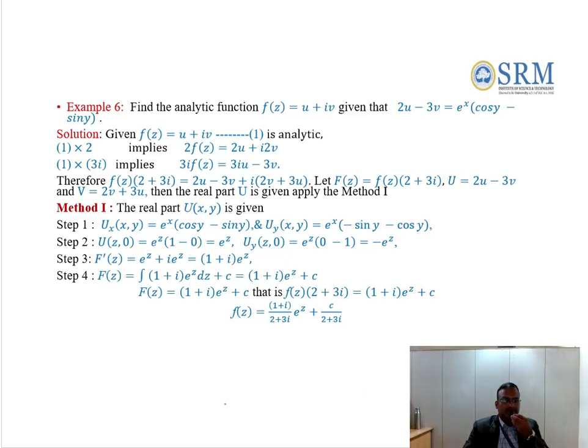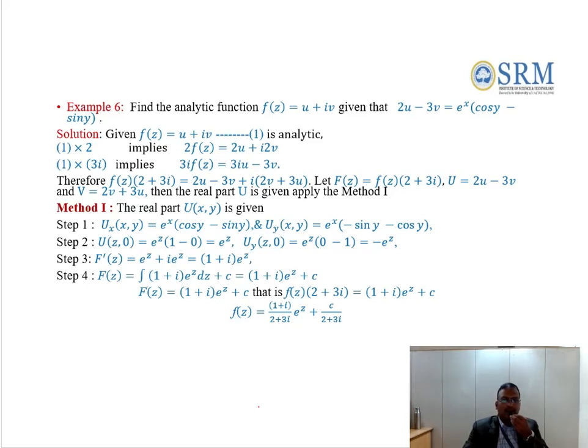Find the analytic function f of z which is equal to u plus iv, given that the combination of u and v, that is 2u minus 3v, is equal to e power x into cos y minus sin y. So in the last two examples, either the real part is given or the imaginary part is given. But in this problem, the combination of both the real and imaginary parts is given.